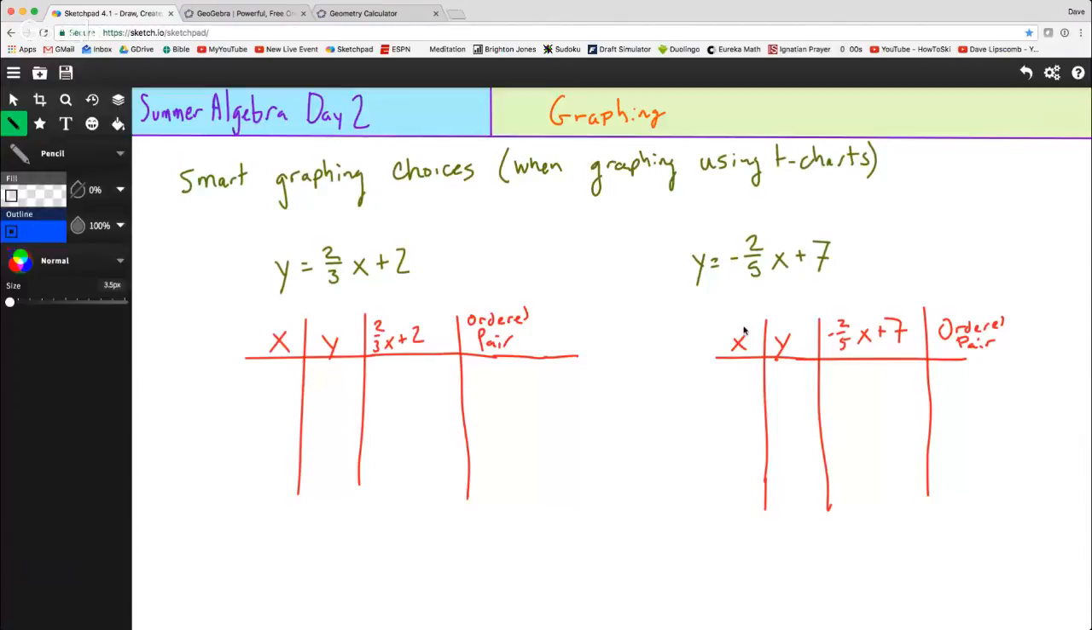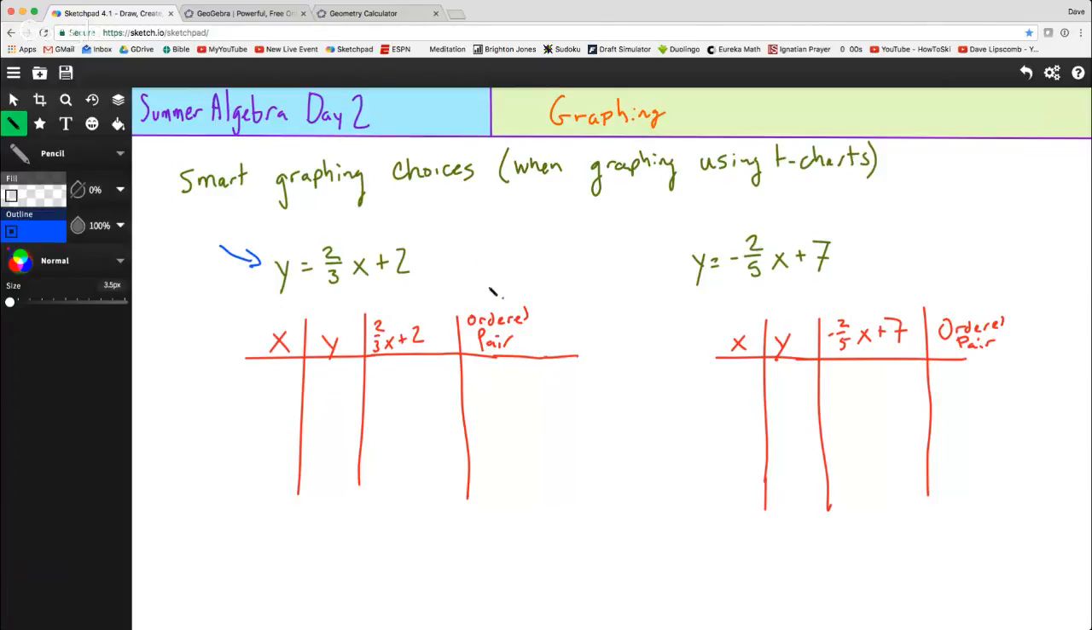Now let's start talking about smart graphing choices. This is a different topic that we talked about today, and this is what we're talking about. We're graphing using t-charts. So we have the equation of a line that's written in y equals mx plus b form, and we want to generate some points. The way that we generate points is we choose some x values, and then we calculate their y values. And then we build ordered pairs, and then we graph them.